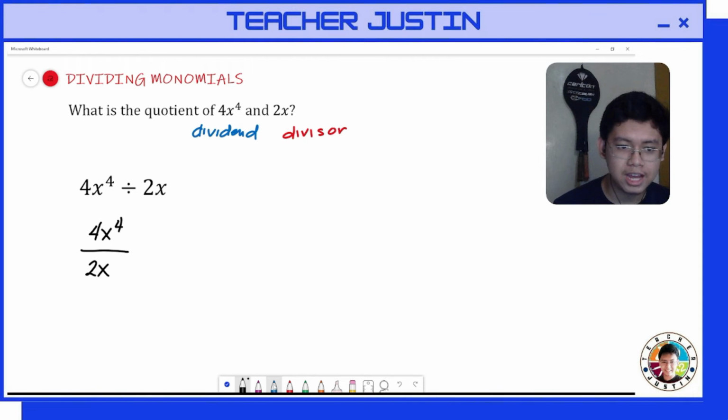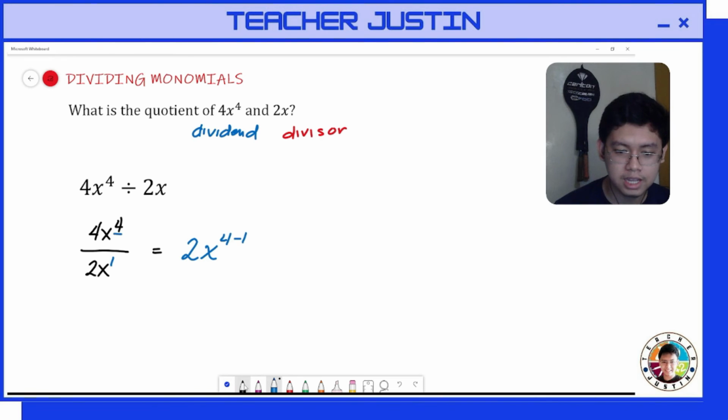So first, let's divide our coefficient by our coefficient. So 4 divided by 2, that will be 2. Then we divide x raised to 4 and x. So we copy the base, x, and then subtract the exponent. So our exponent of our numerator, which is 4, minus the exponent of our denominator, which is 1. So 4 minus 1, that will be 3.